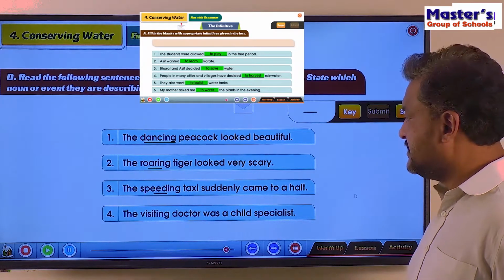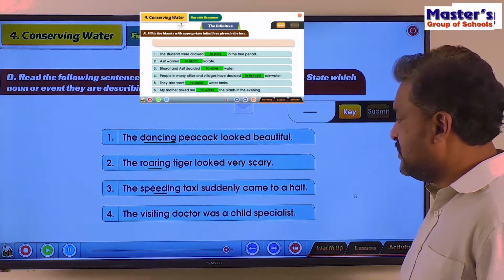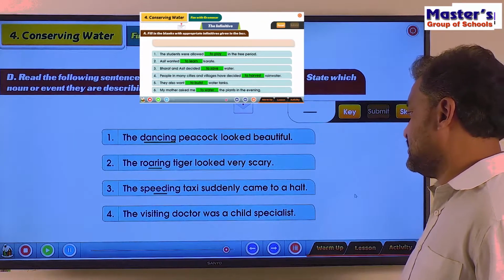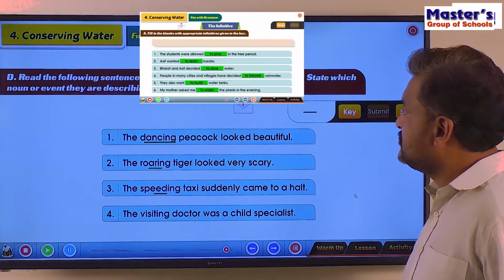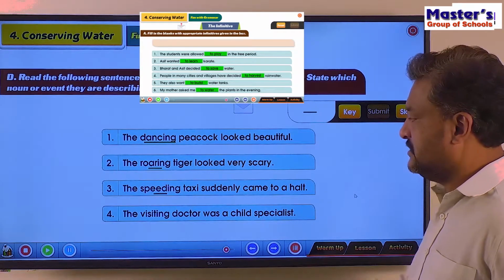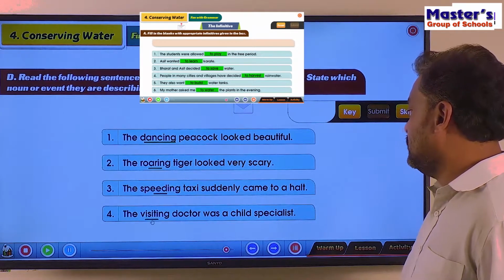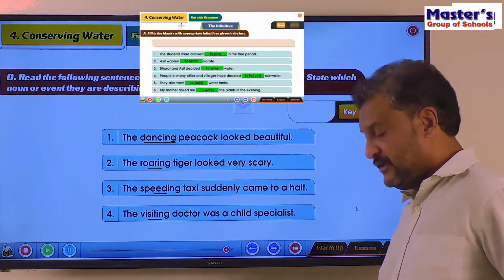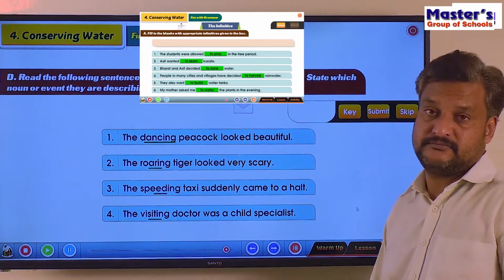Yes, and it is describing the noun taxi. Right? The visiting doctor was a child specialist. So, what is the present participle in that? Visiting. Right? The visiting doctor was a child specialist. And the word visiting is describing the noun doctor.